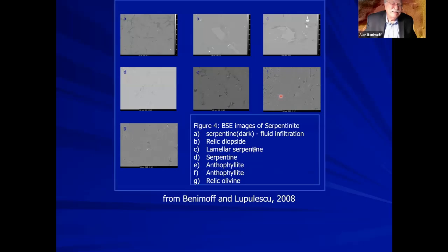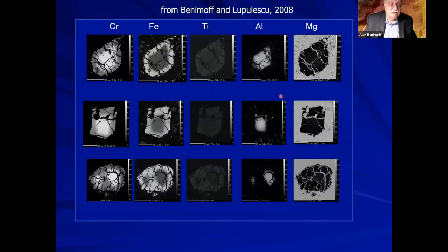These are thin sections here. The A over there is just dark serpentinite. The B has relic diopside in it. And the C is a serpentine. The D is a serpentine. The E is an anthophyllite. F is an anthophyllite. And the G is a relic olivine. So I worked on this with my colleague from the New York State Education Department, from the museum, and we looked at this.